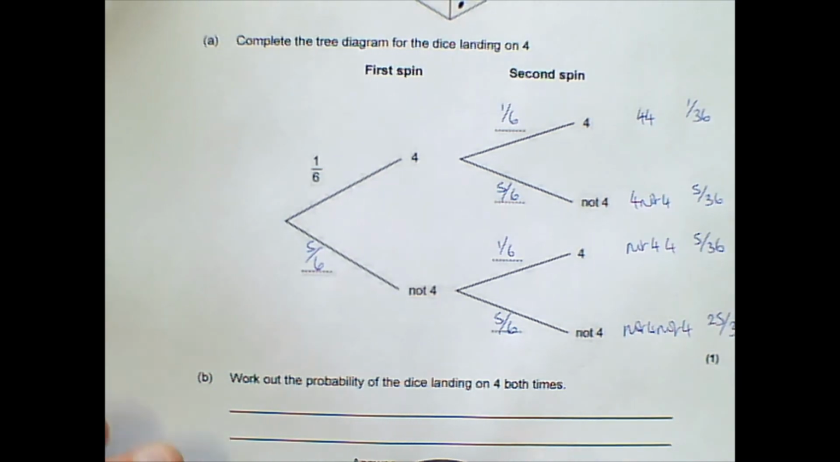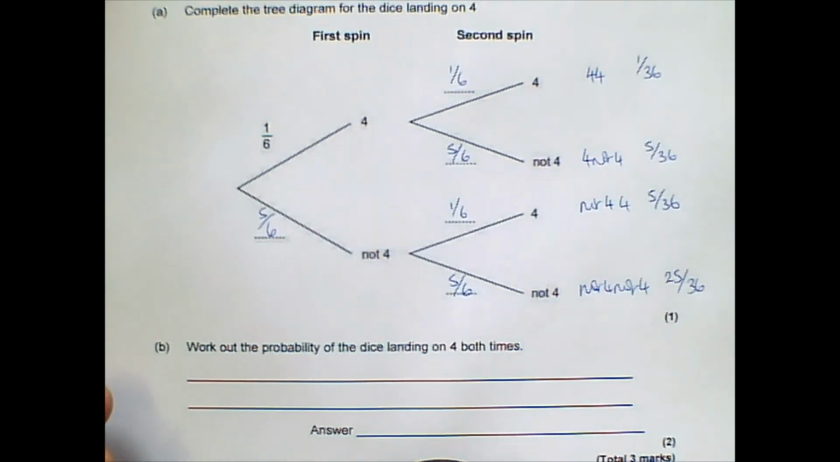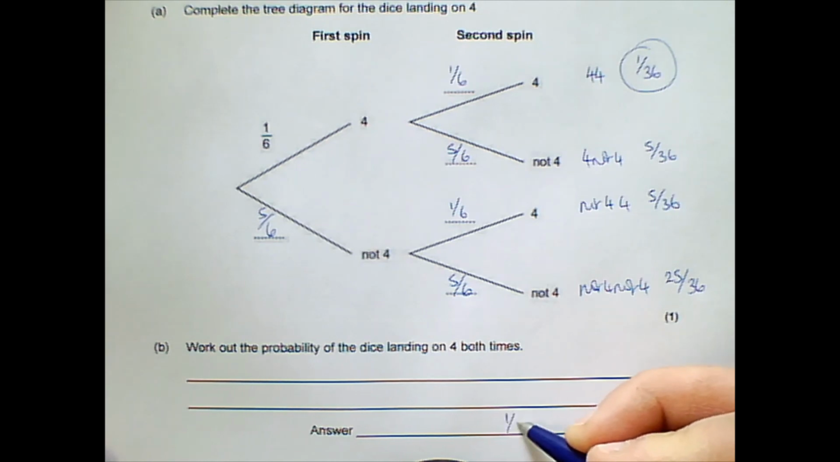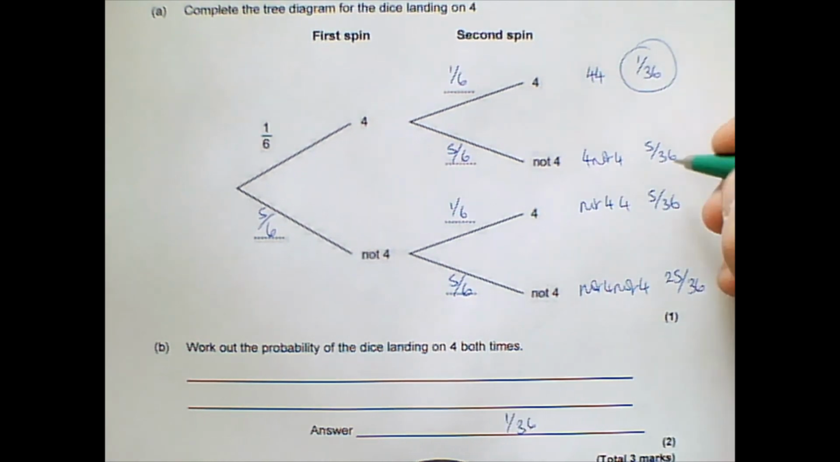Now once we've done all that hard work, the actual question is easy. Work out the probability of the dice landing on a 4 both times. So I'm looking at a 4 and a 4, it's this one here, so straight away I can write down 1/36. So you're getting 1 mark up here, 2 marks down here.